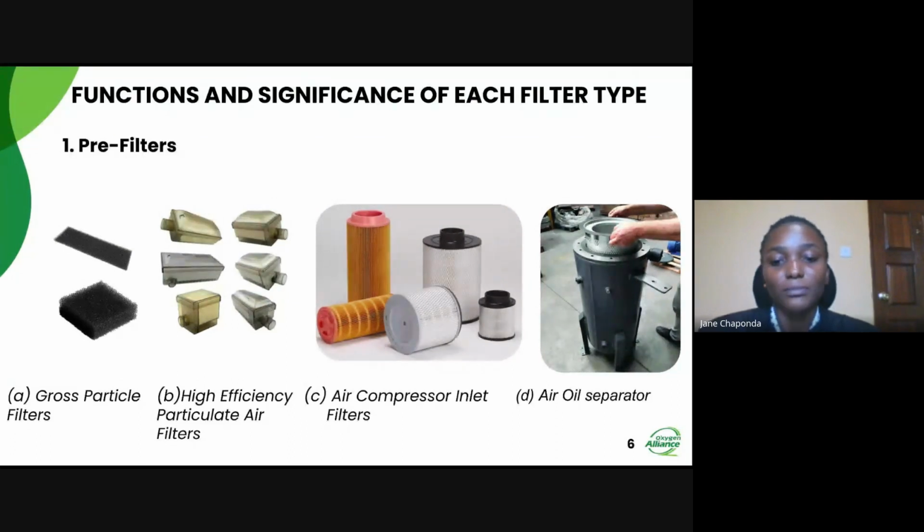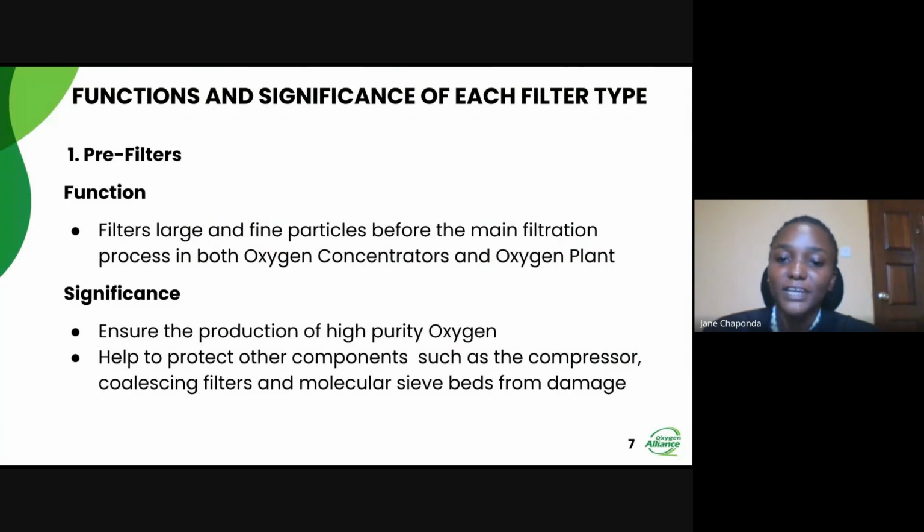So by effectively filtering out large and fine particles from the air, these filters help to maintain the required oxygen purity. And additionally, the prefilters play a vital role in protecting other components of the oxygen generation system, such as the compressor, the coalescing filters, and also the molecular sieves from damage. And by preventing contaminants from reaching these components, the prefilters help to extend their lifespan and also reduce the need for maintenance.